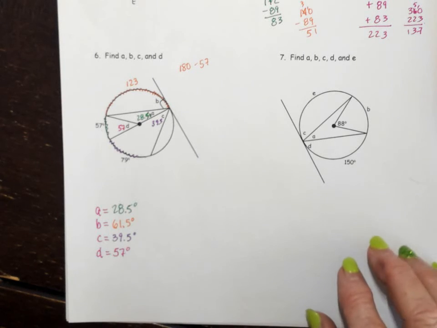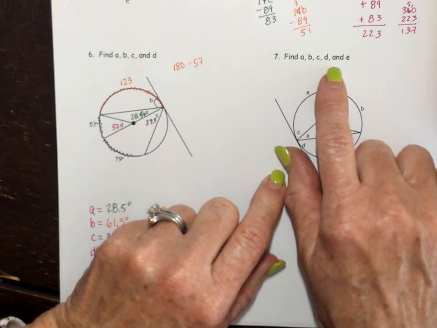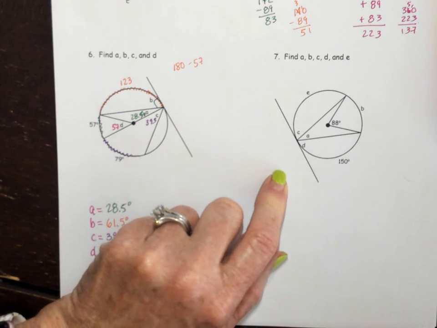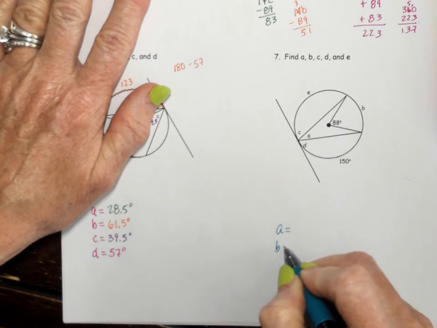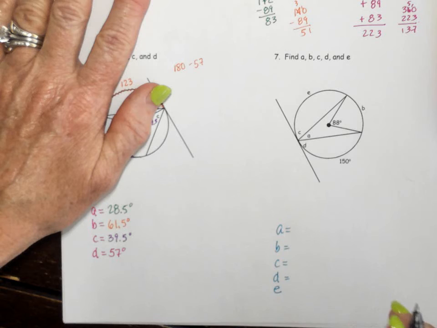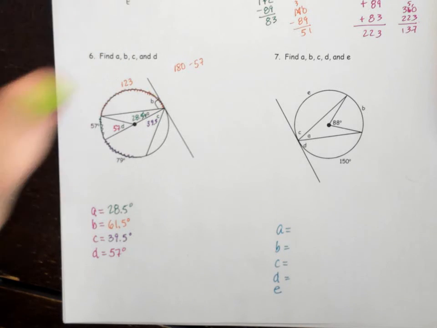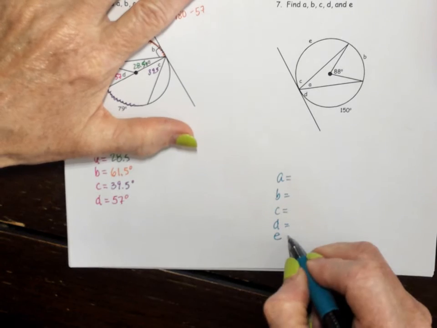Okay. Number 7. Again, find A, B, C, D, and E. Oh boy, let's list them down here. A, B, C, D, E. Oops, I don't know if that's off the screen for you or not. Oh, there we go. Okay, I can adjust it.